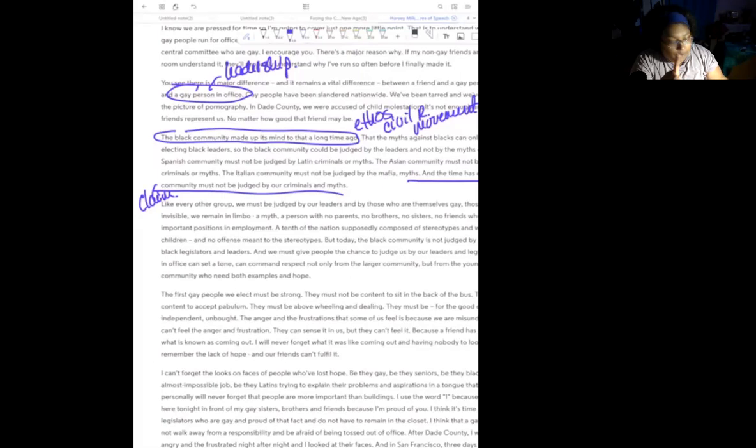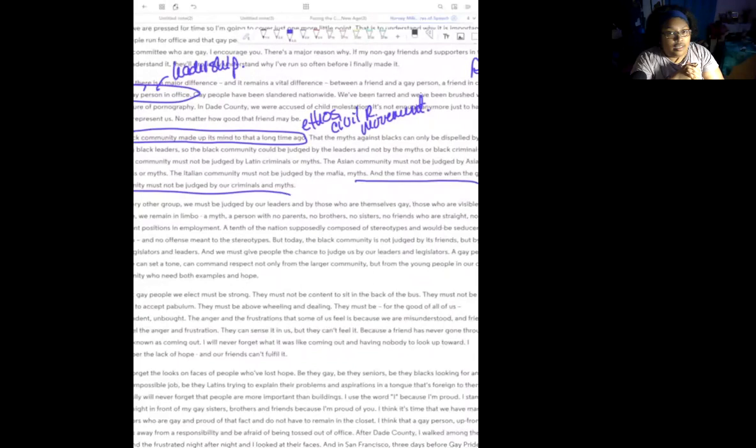And so the idea of the gay community not being judged by our criminals and our myths, and it's time for us to come out to everyone. Not everyone was about this. It's one of the reasons why he was assassinated, right? So we have that. Let me go back into this paragraph here.